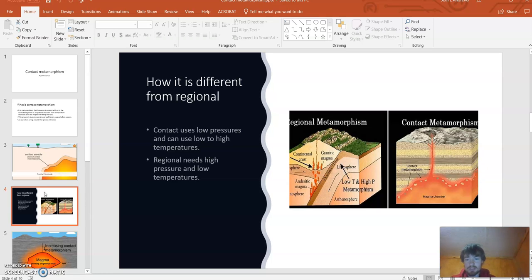Like it would need some oceanic crust. It also needs granitic magma and continental crust, so it can perform both with oceanic or continental, while contact usually is mostly non-oceanic crust. And then in the picture here, contact metamorphism would be, you've got the magma chamber and the rock coming in, and you can see some of the rocks forming in.